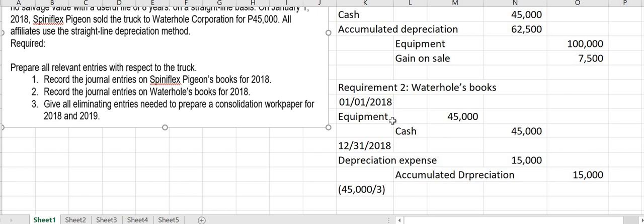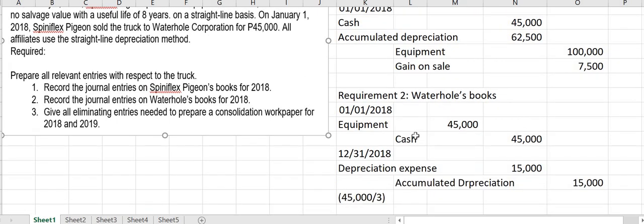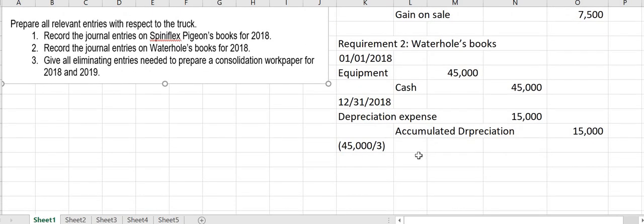Then on December 31, 2018, Waterhole, the buying affiliate, will record depreciation equal to the cost of the property in Waterhole's books, which is 45,000, divided by the remaining useful life of the property, which is 3 years, since the 8 years useful life less 5 years gives us a remaining useful life of 3 years. So the entry would be debit depreciation expense, credit accumulated depreciation for 15,000.